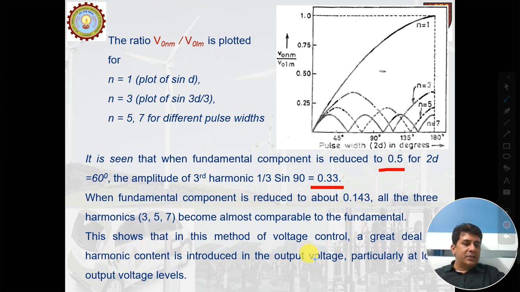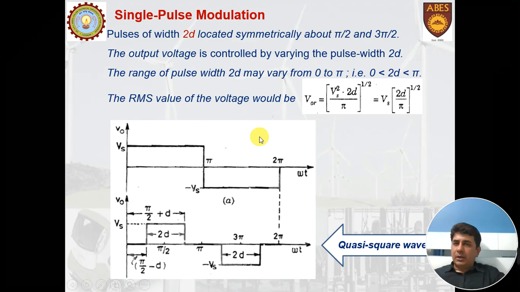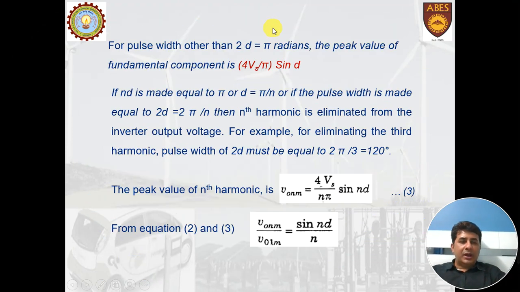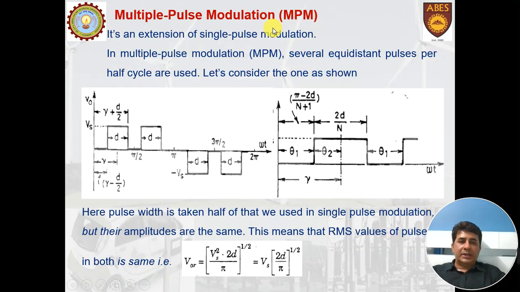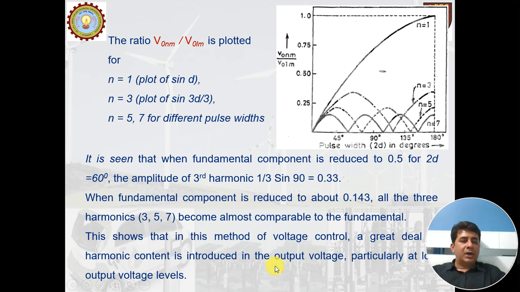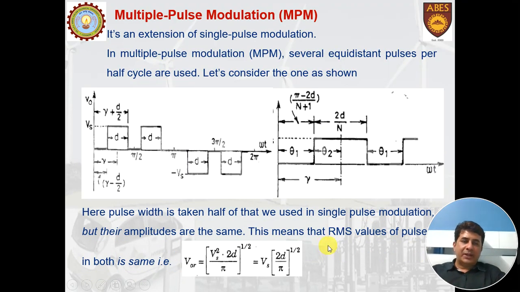If the voltage is reduced, the fundamental component is the one which is reducing, but the harmonic contents are not very much affected. So in this first method of control, single pulse modulation, we are not getting a good control over the harmonics. So there is one more method which we can try.